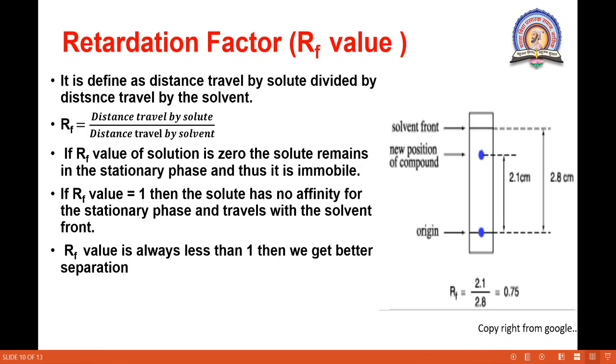If the RF value is 1, then what happens? This solute moves with the mobile phase and comes up to this point. So there is no separation. Okay, if the RF value is 1. But if the RF value is less than 1, then we are getting a good separation, a better separation. Okay. So in the exam, questions are asked: calculate the RF value for the given compound. So you have to remember this formula.